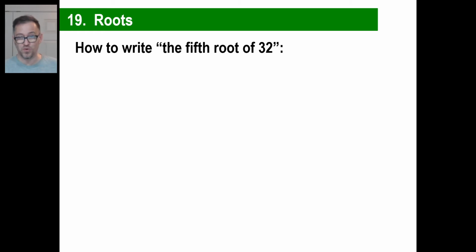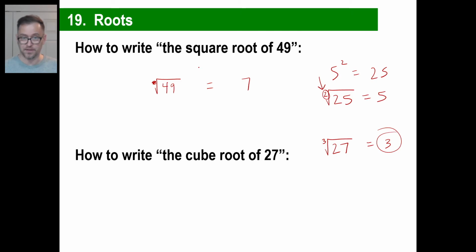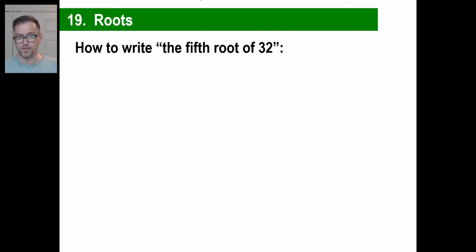All right, the fifth root of 32, same old thing, right? If the cube root of 27 looks like that with a 3, the fifth root of 32 looks like that with a 5. And when you come across this in your book, this is just a shorthand way of saying what number times itself 5 times gives you 32. And again, you might go, oh no, I can't think of that.